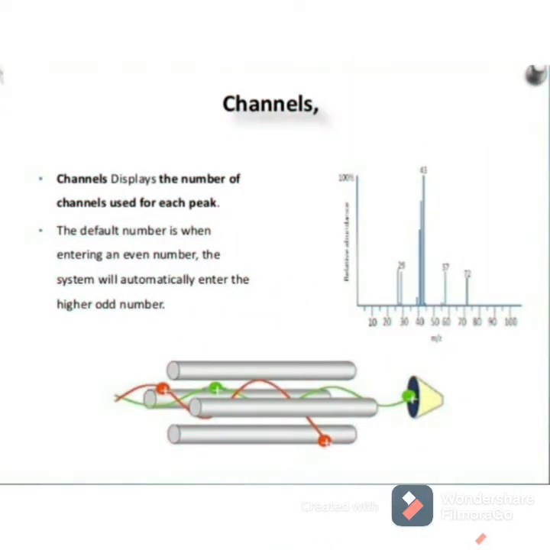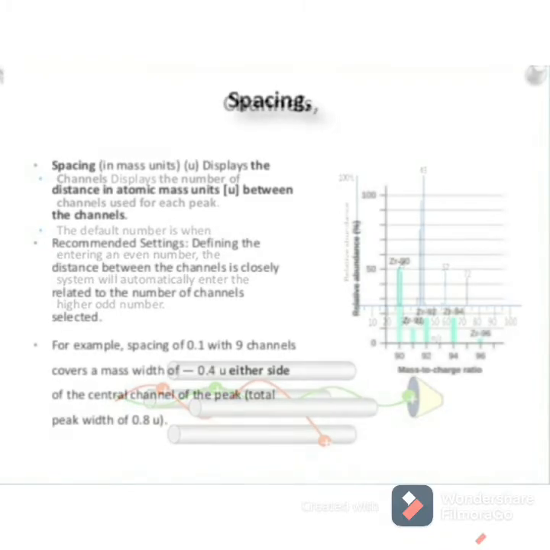What are the channels? Channels display the number of channels used for each peak. The default number is set, and when entering an even number, the system will automatically enter the next higher odd number.